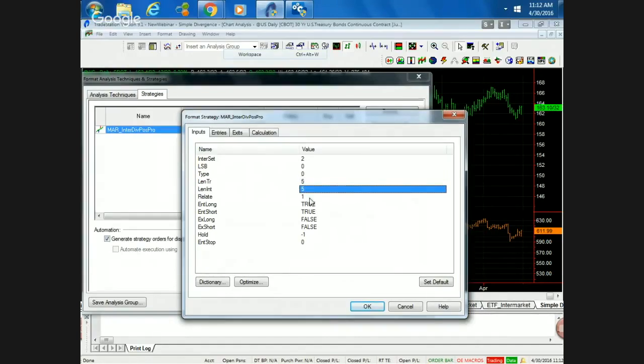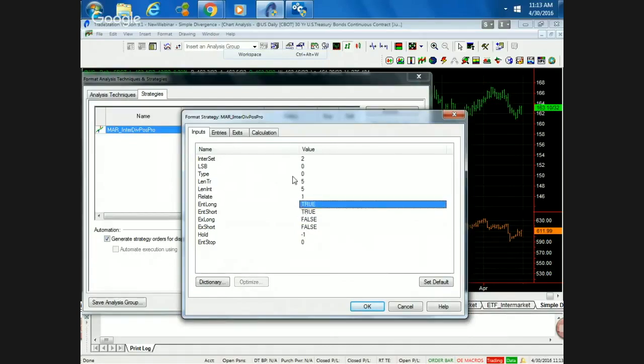So if people remember that there are moving averages we apply to each market, that's simply the look back parameter. Right. Relate means is it a positive relationship or a negative relationship? In our case, we were looking at a positive. And then we have a whole bunch of things here. We have these true false parameters, which allow us to make exit rules and entry rules.